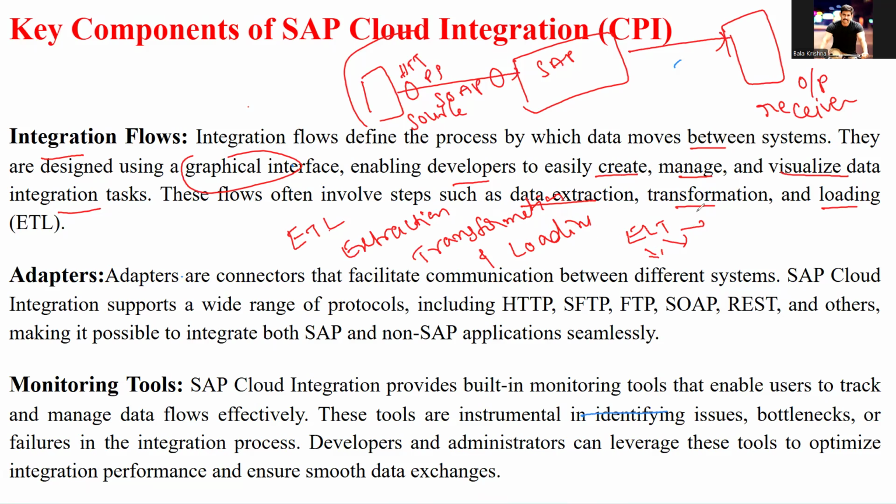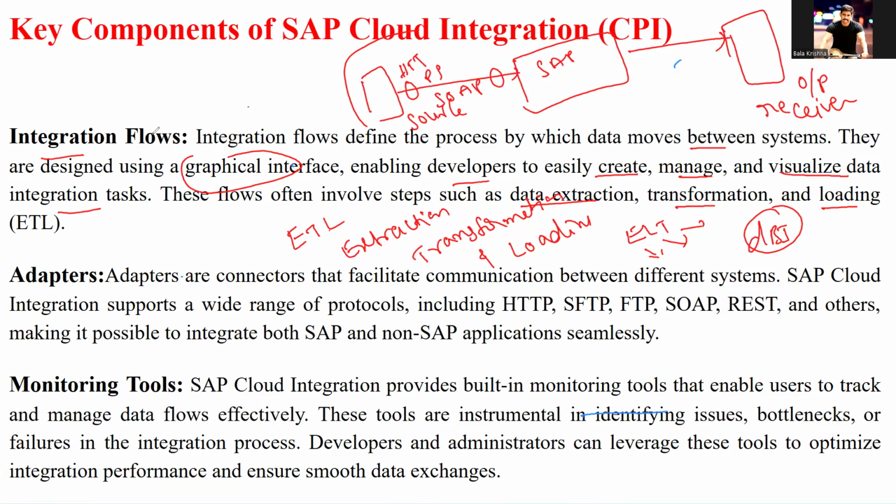Another one is DBT. DBT is helpful only for transformation. The transformation alone happens in DBT. I will explain DBT clearly in a later session. Now what is the importance of the adapters? Now what is the importance of the integration flow?